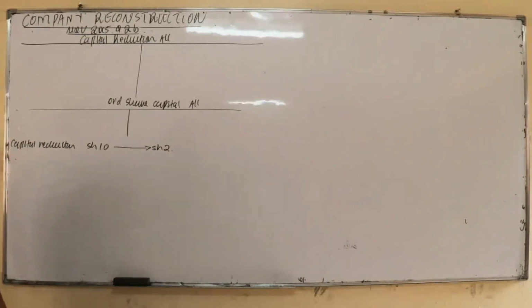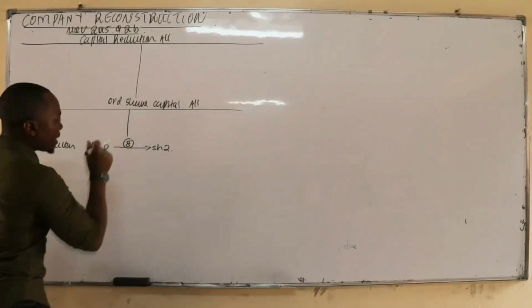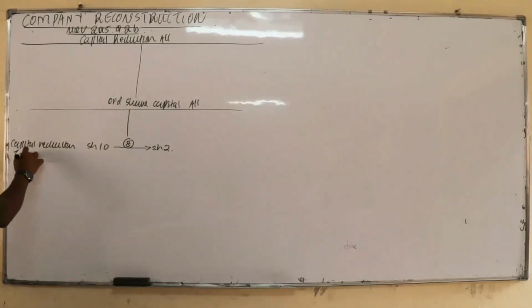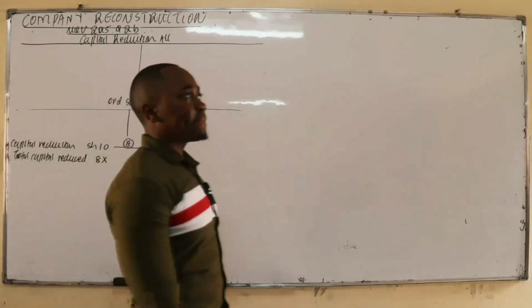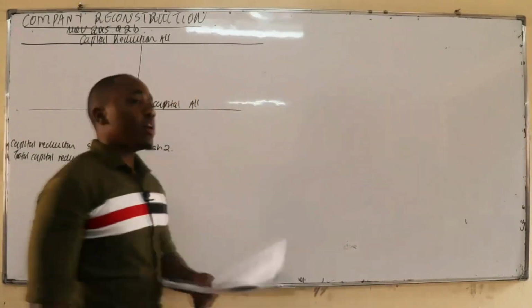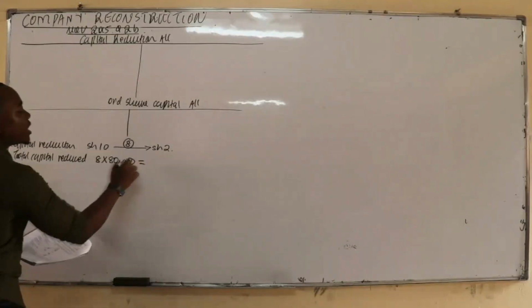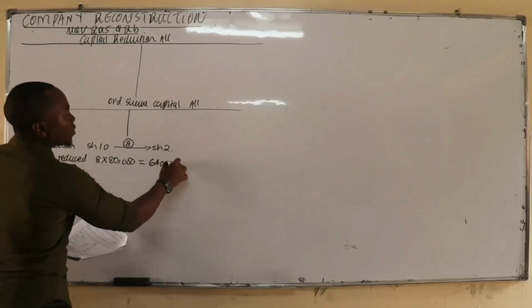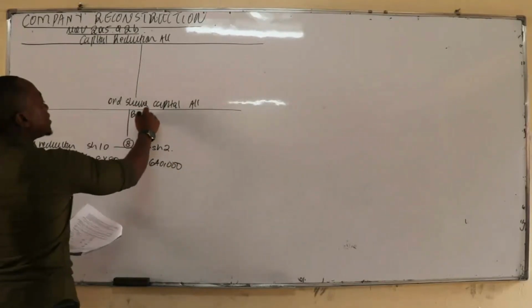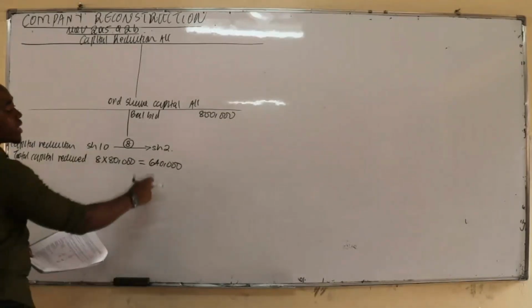So how much will you, the shareholder, be sacrificing per share? 8. They sacrifice 8 shillings per share. So how much is the total capital reduced? It's 8 shillings per share. How many shares do we have? 80,000. Good. We have 80,000 shares. So the total capital to be sacrificed by the ordinary shareholders is how much? 640. So the ordinary share capital balance brought down we had was 800,000, but of this 800,000, they need to sacrifice 640.